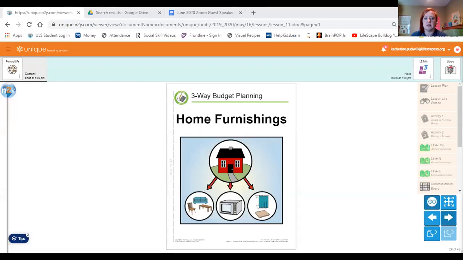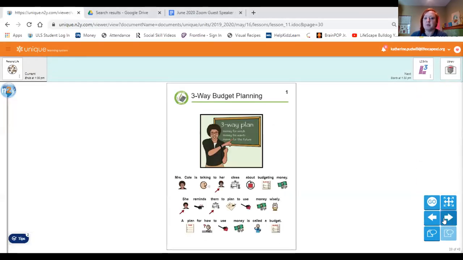I'm going to use the symbol supported level. We're going to review that book quickly, and then we are going to watch a video about making a spending plan. So first we'll take a look at our book, Home Furnishings. Mrs. Cole is talking to her class about budgeting money.